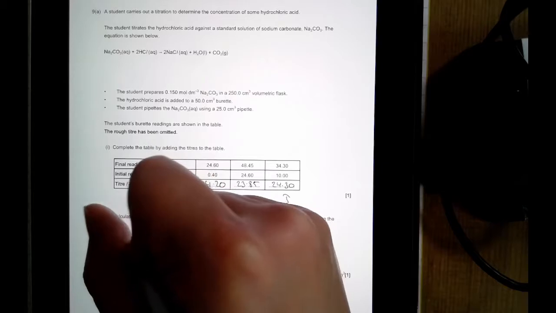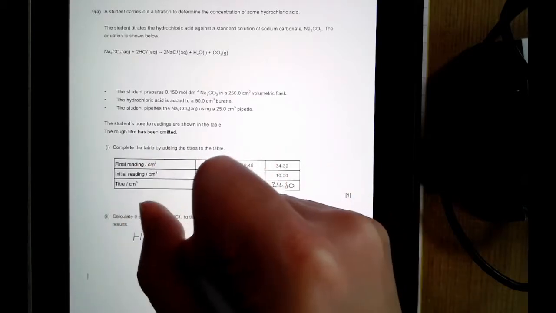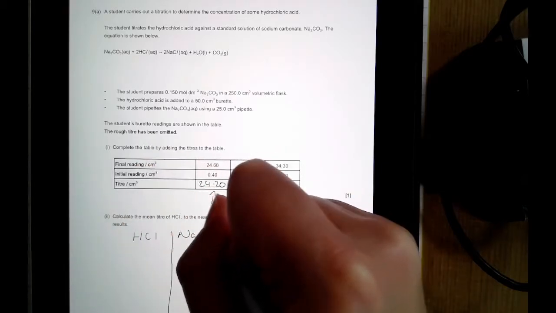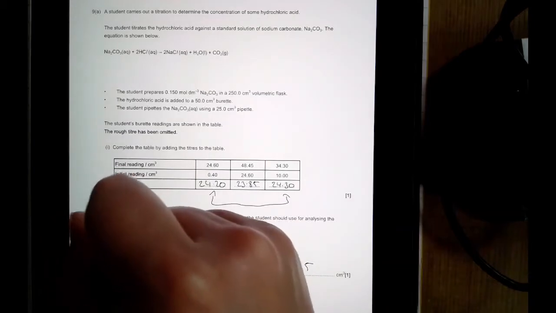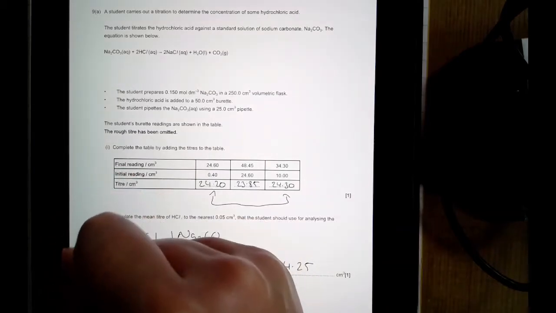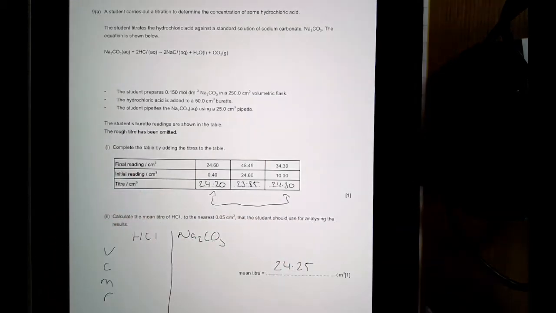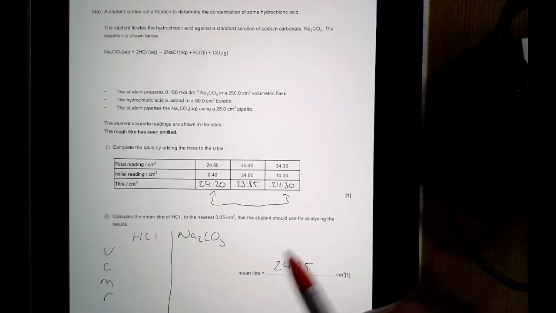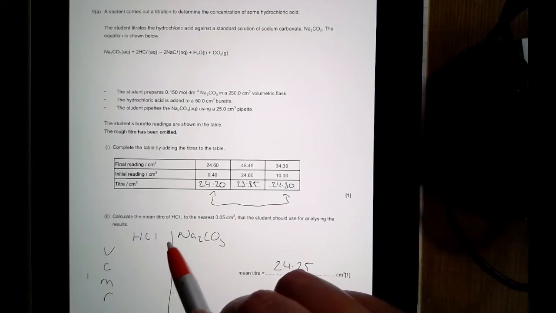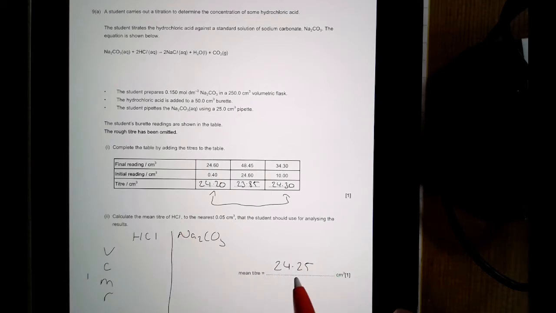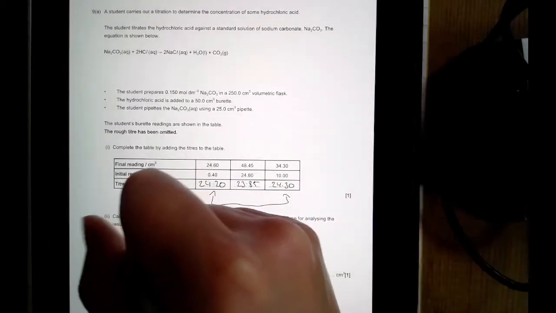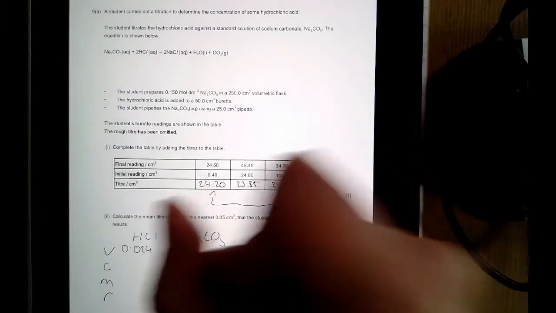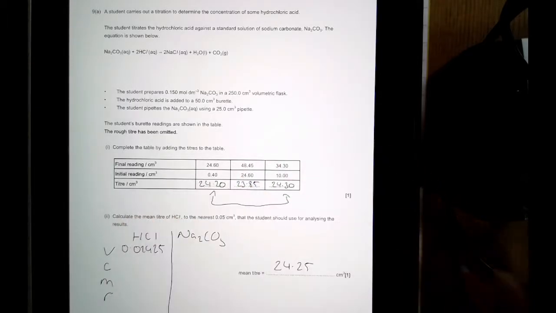So I've got HCl as my acid, and I've got sodium carbonate as my alkali, and again I've got volume, concentration, moles, and ratio. So the mean titer here that I've just calculated, that is the volume of HCl. So it's the mean titer of HCl, so it's the volume of HCl. And again, when I fill in volume, I convert it to decimeters cubed, so I can fill that in there.